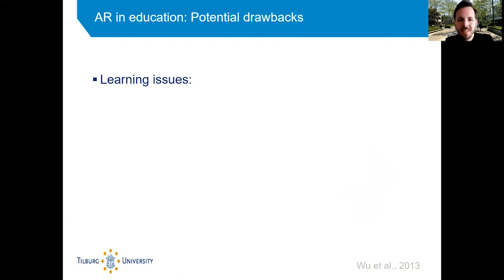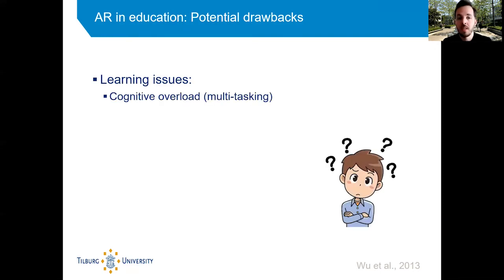The final type of issues that in this paper is being distinguished related to AR, but it will also hold for VR, is what they call learning issues. So there might be even a cognitive overload because of multitasking. So for instance, reading a text is quite simple, right?